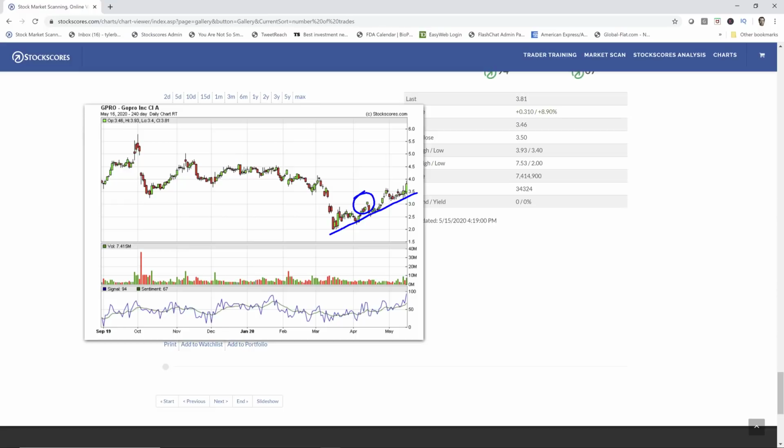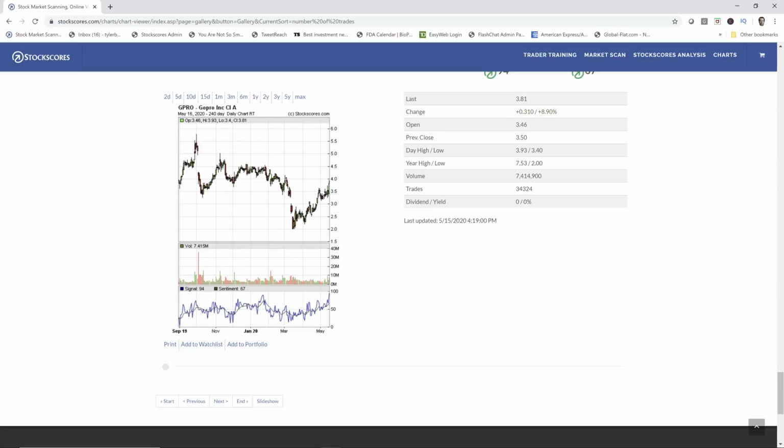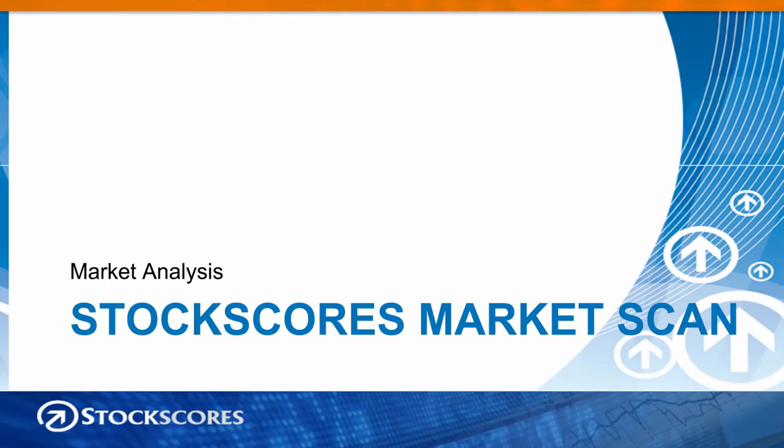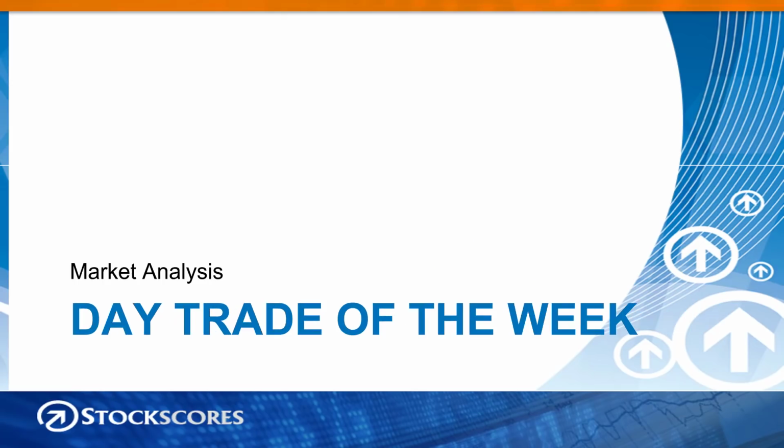You know, it had a good day on Friday, but it's coming into this area of resistance where I expect it will get stuck. I think short term, it probably does get up to that $4.50 range, but when it does, it will probably stall there, and I don't think that is ideal. So a good hold if you own it, but I wouldn't initiate a position here. All right, well, let's jump back into the presentation and we'll take a look at the day trade of the week.